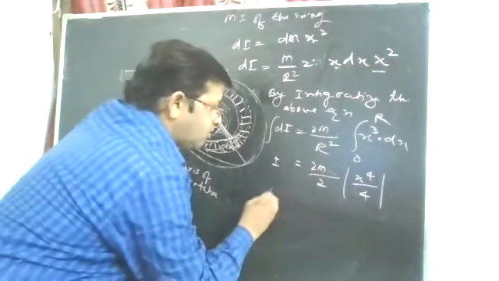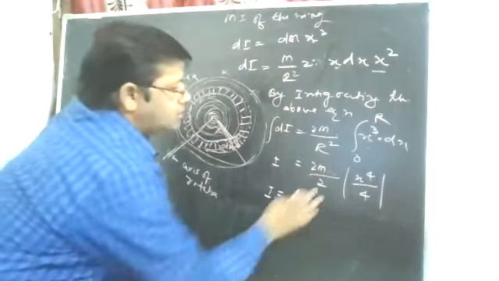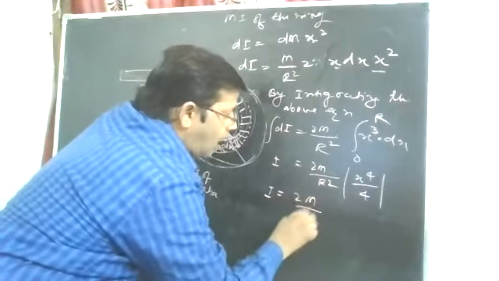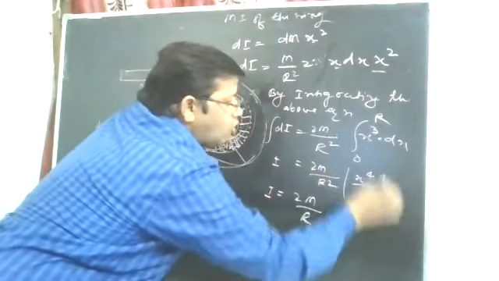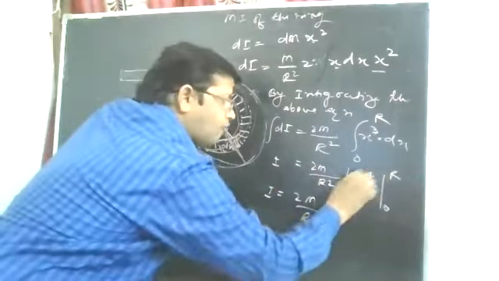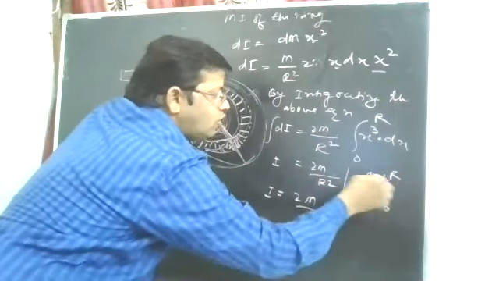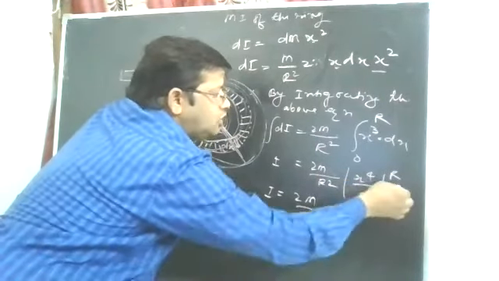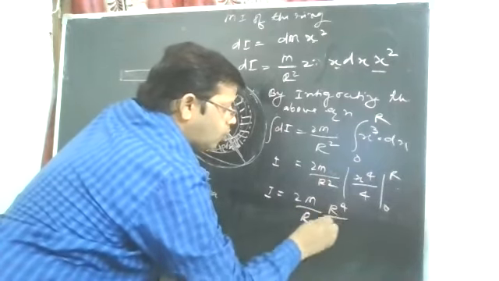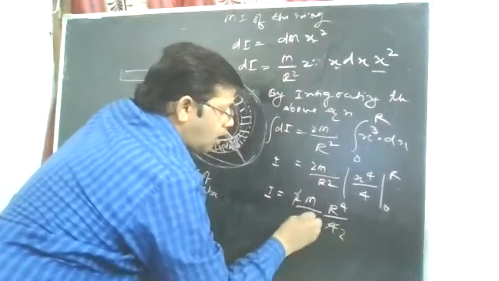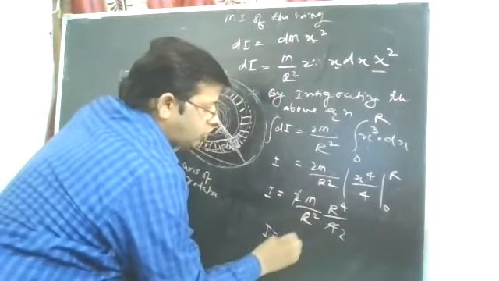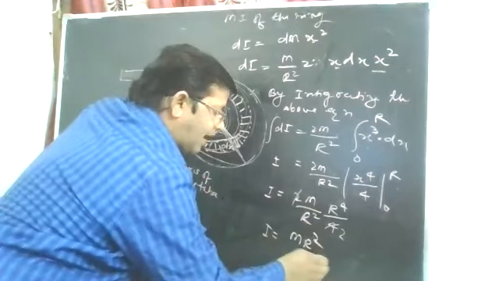Now, what is the answer? 2m by r square, x to the power 4 upon 4. What is the lower limit? 0 and the upper limit r. So r to the power 4 upon 4, r to the power 4 minus 0. The 2 and 4 cancel, and r to the power 4 by r square gives r square. So the moment of inertia of this disc is m r square by 2.